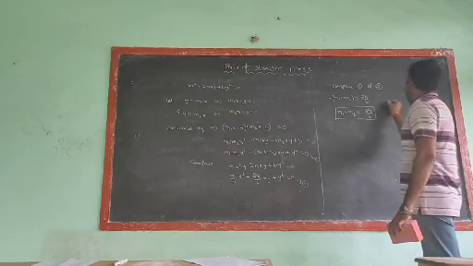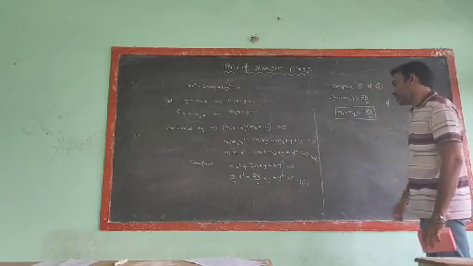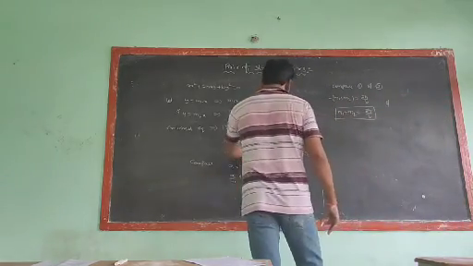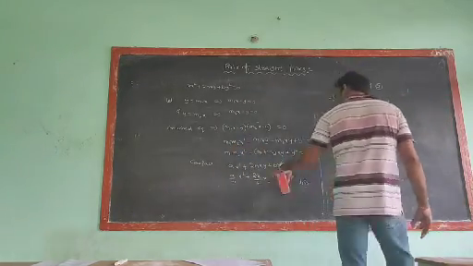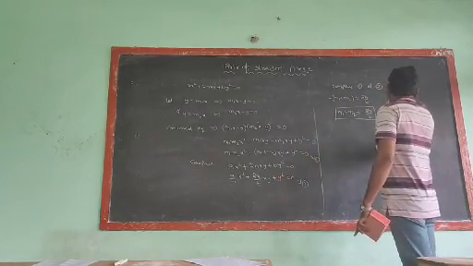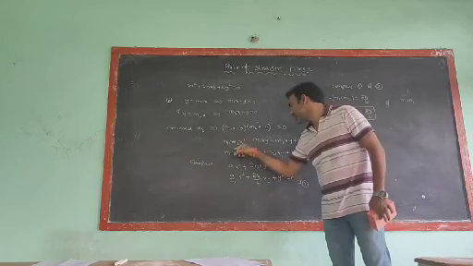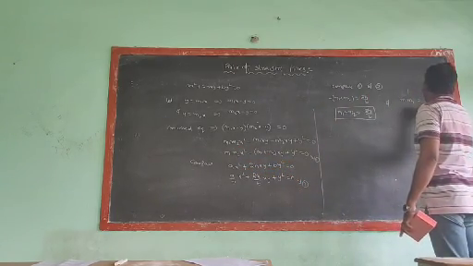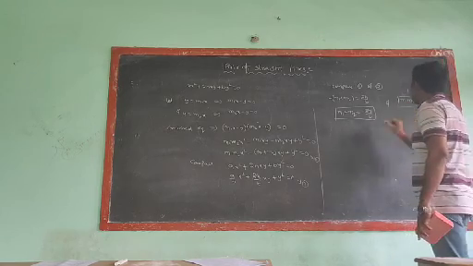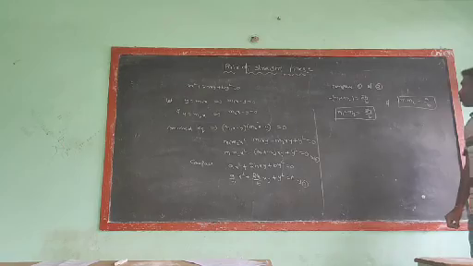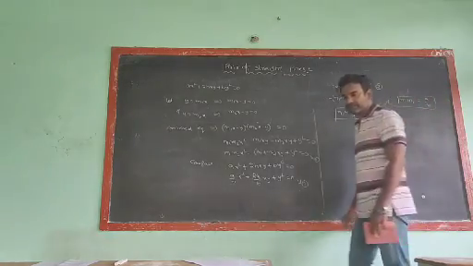So here compare equations 1 and 2. The product m1 into m2 equal to a by b. That means the product of the two slopes is a by b. These two points are most important points.